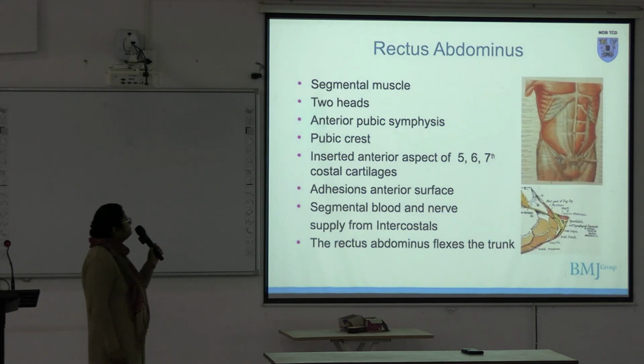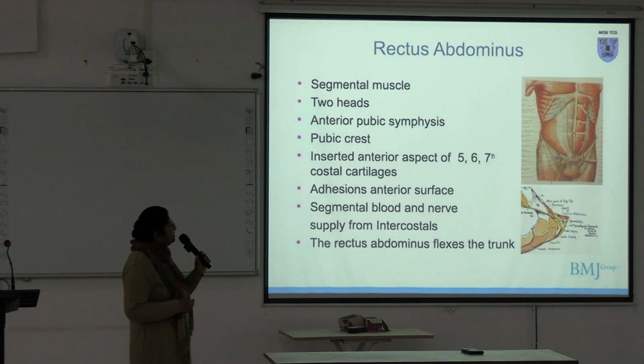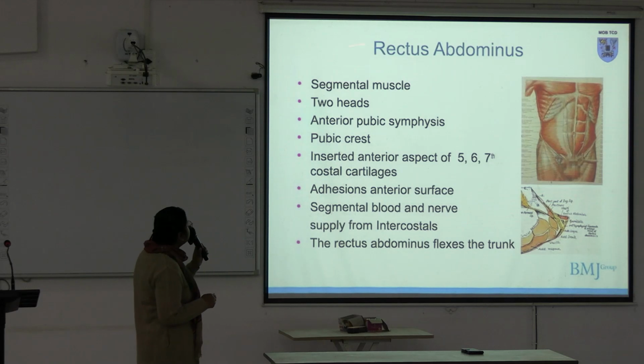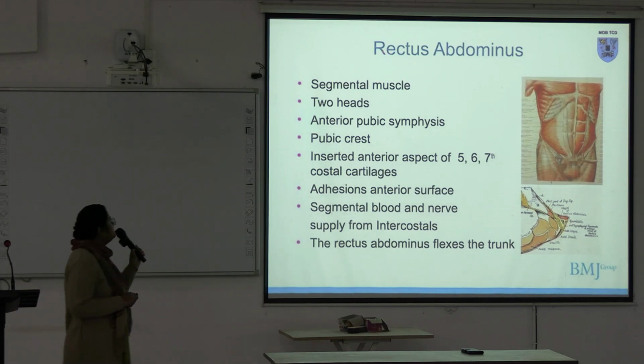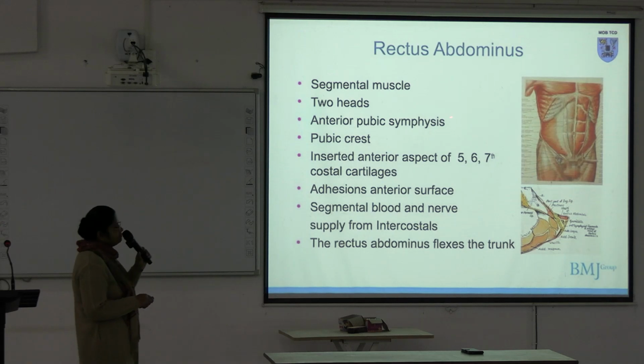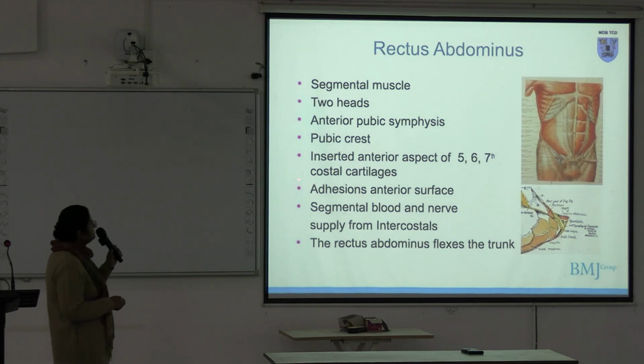Next, rectus is also given in OSPE. Pyramidalis is rarely present; if present, it can be given in OSPE. So rectus abdominis is a segmental muscle. It has 2 heads. One originates from the anterior part of the pubic symphysis, and the other originates from the pubic crest, and it is inserted into the anterior aspect of the 5th, 6th, and 7th costal cartilages.